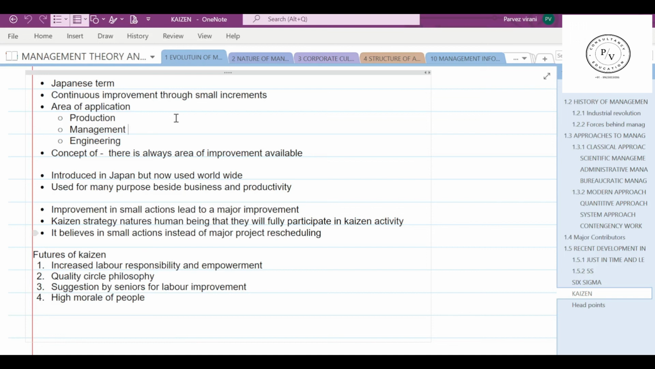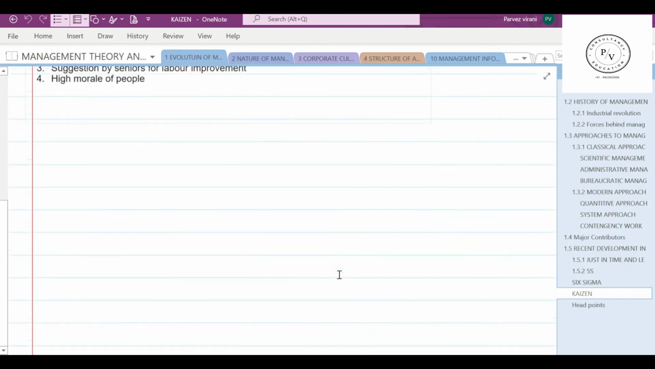So Kaizen strategies assume that human beings will naturally participate fully in Kaizen activity. It believes in small actions instead of major project scheduling. Features of Kaizen: increased labor responsibility and empowerment, quality circle philosophy, suggestions by seniors for labor improvement, and high morale of people. So that is your Kaizen.